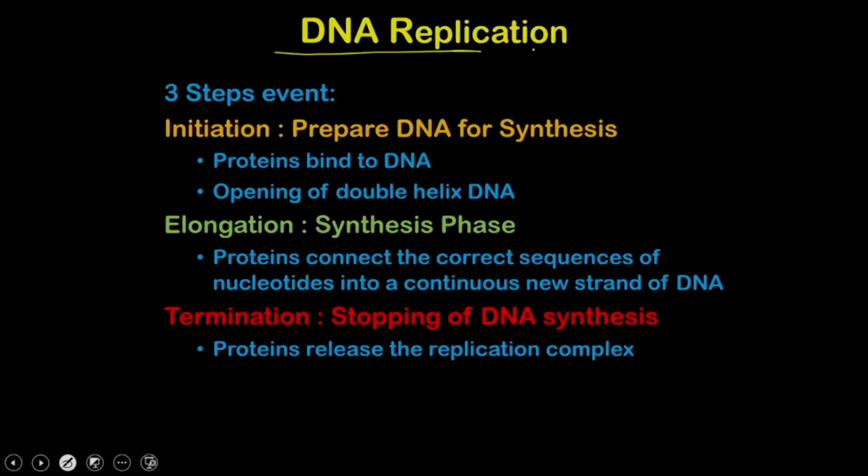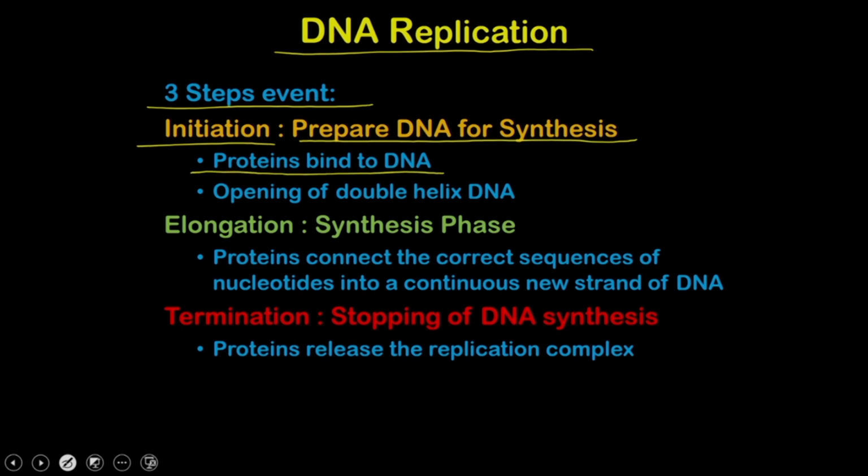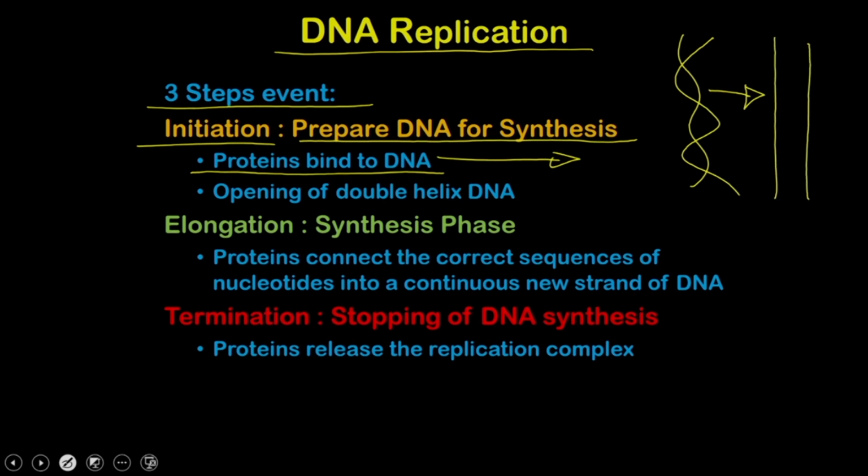DNA replication has 3 steps. It has initiation. In the initiation, the DNA is going to be prepared for the synthesis. What I mean by initiation is that in the initiation step the protein will bind to the DNA. You know the DNA is a double helical structure, so this double helical structure first has to be straightened. First you have to remove the helicity of this particular DNA.